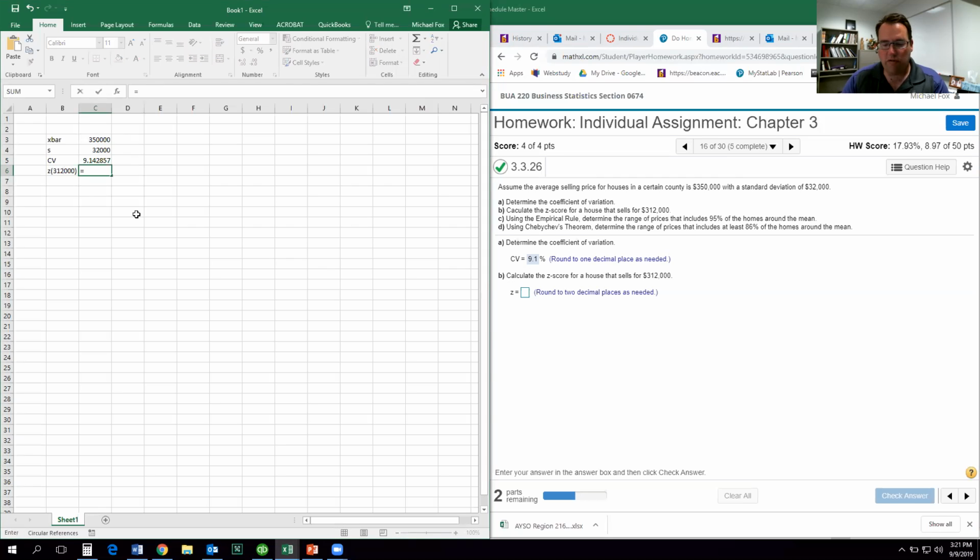I can use the Excel function standardize. And then it wants me to put x, or the amount we're testing for, 312,000. And then the mean, which is our x bar right here, and then the standard deviation. And that will return a z-score of negative 1.19.